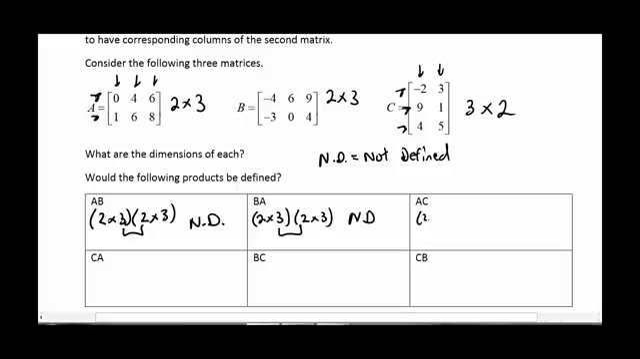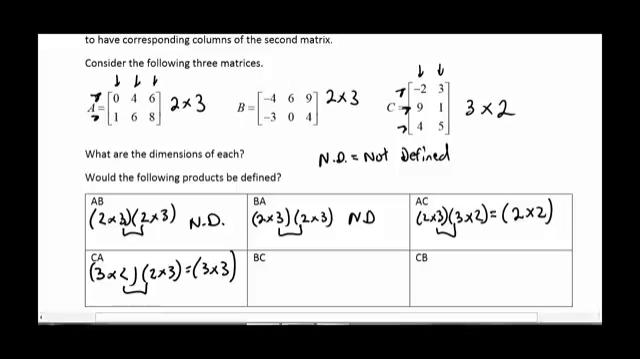AC, so a 2 by 3, and C is a 3 by 2. Okay, so notice the numbers match, and so I'm going to get the outer numbers, a 2 by 2 matrix. So I'm going to get a matrix that's smaller as far as the numbers that are in it. CA, so C is a 3 by 2, and A is a 2 by 3. Notice the numbers match, and so my result is going to look like a 3 by 3.